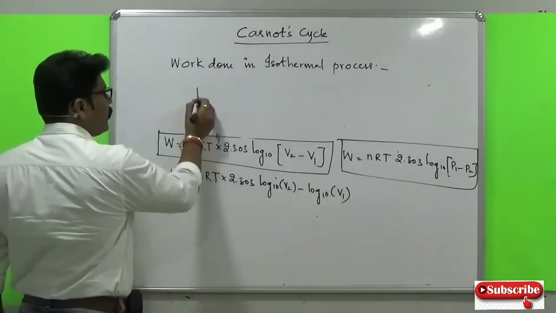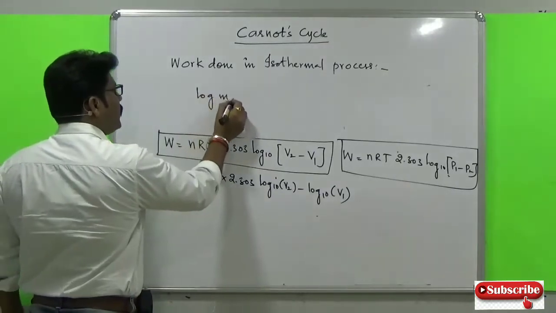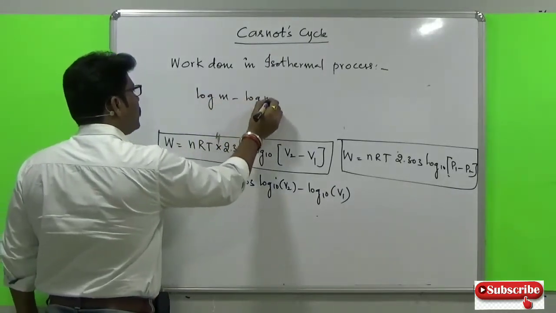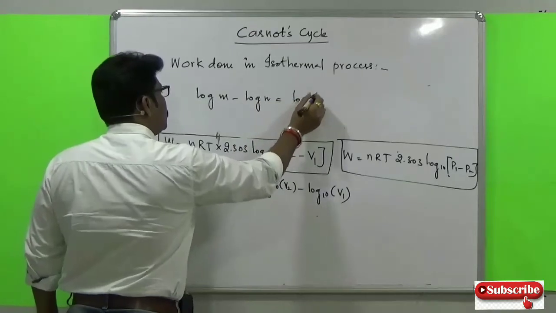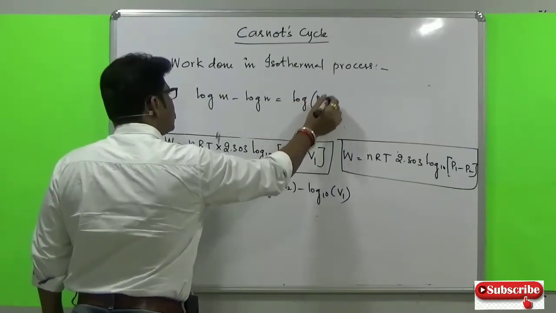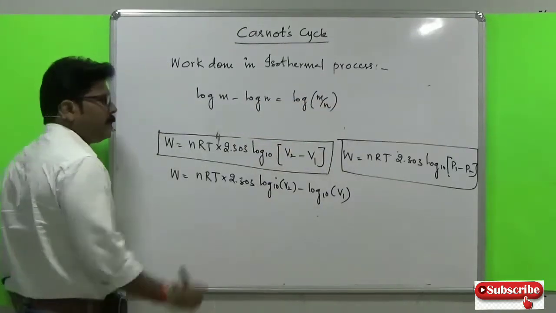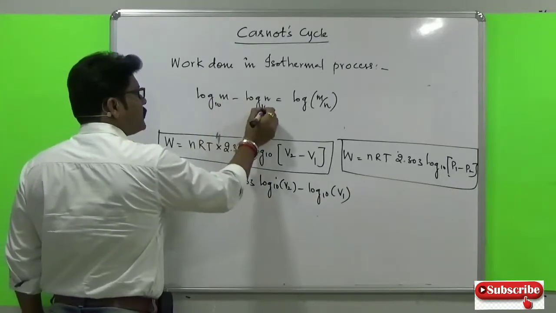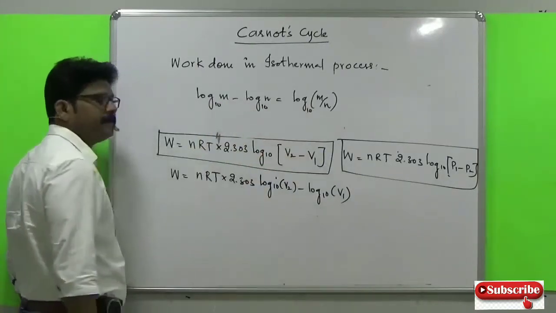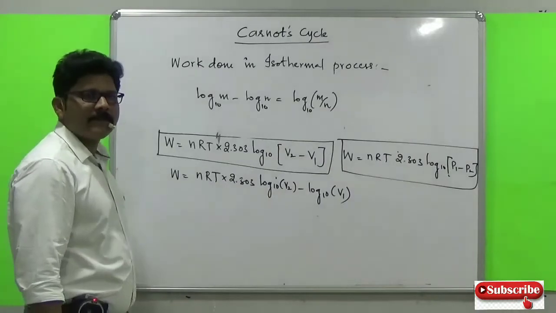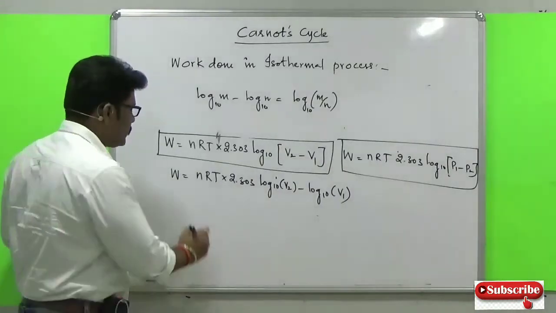So we know that log m minus log n, what can we write, brother? We can write log m by n, right? If base 10 here and base 10 here, base 10 will come. So this can be in a simplified form that we can calculate.